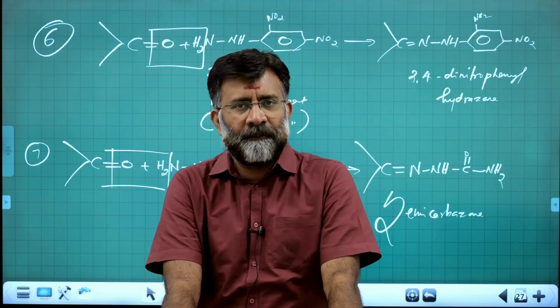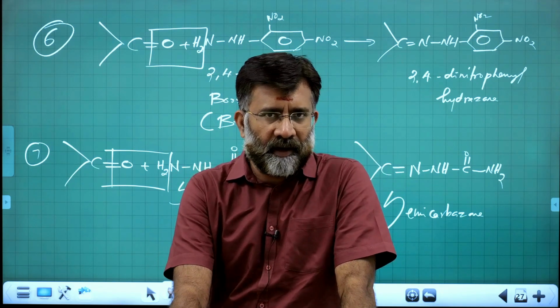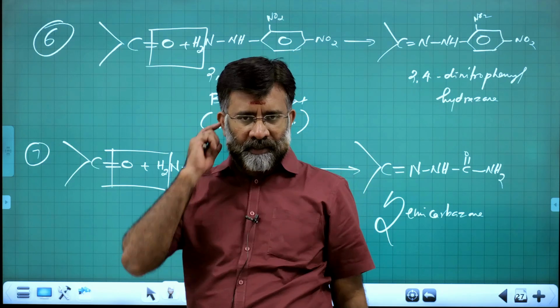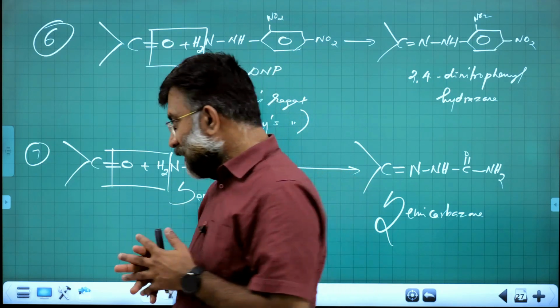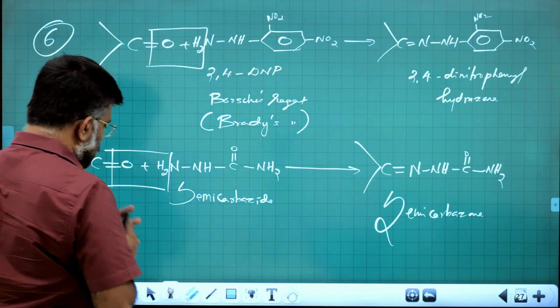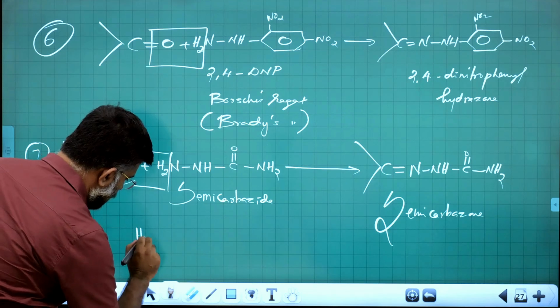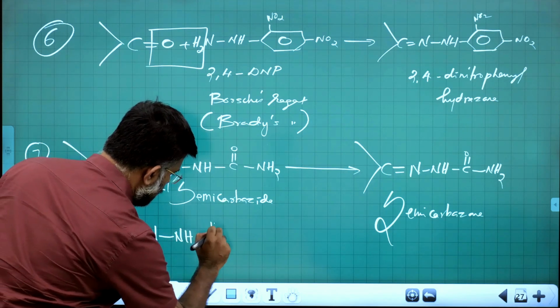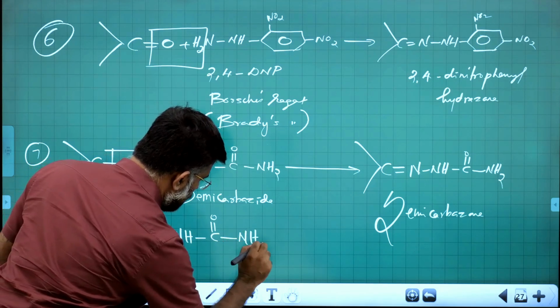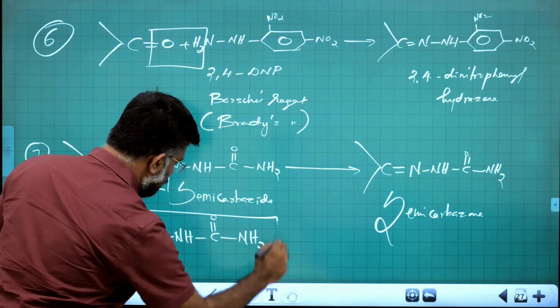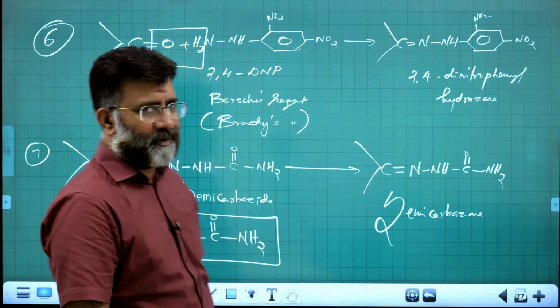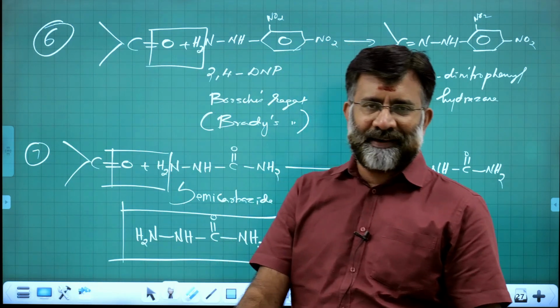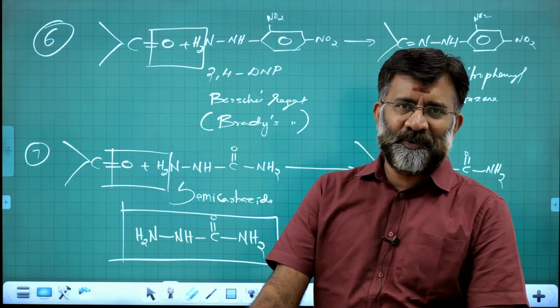And finally, semicarbazone. Hope you understand. Semicarbazide has to be specifically noted because you may fall into a trap. What trap, sir? What trap is involved in semicarbazide? Can you identify a possible trap when you are dealing with the reaction of semicarbazide with the carbonyl compound? Don't you?